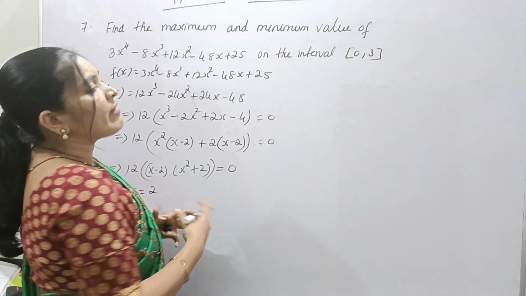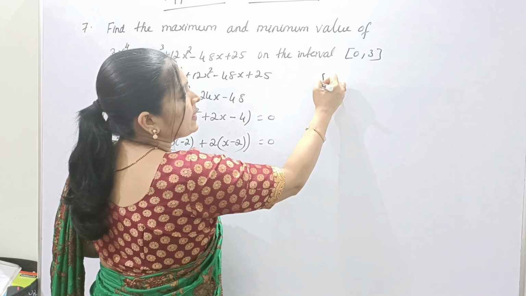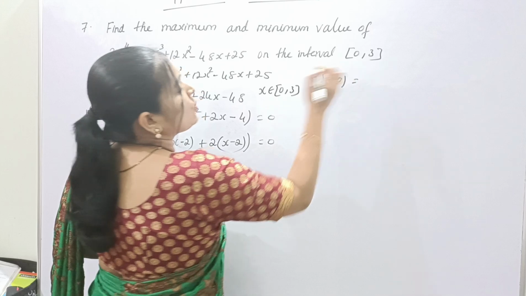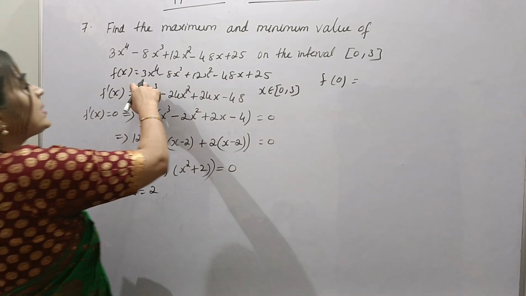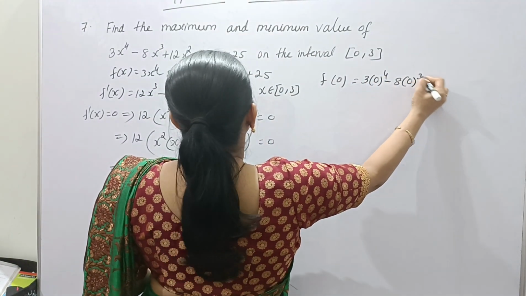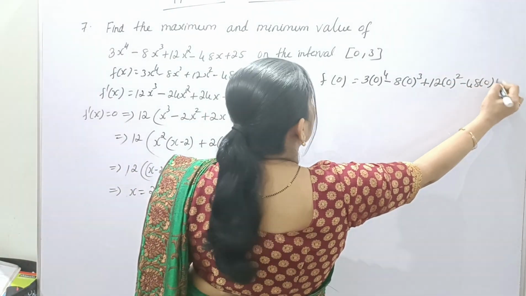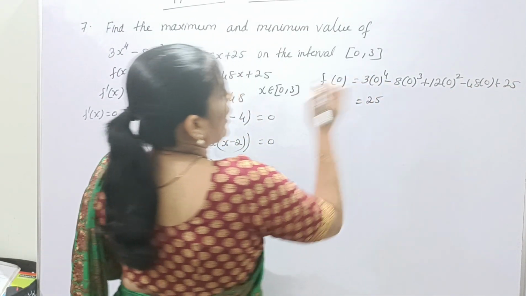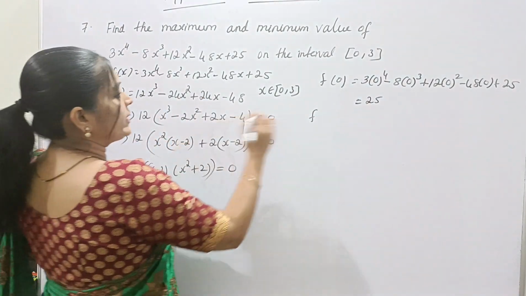Okay, now let's find the values of the function. First of all, the least value of x, that is, here x belongs to the closed interval 0 to 3. So what is f of 0? So f of 0 is, substitute x is equal to 0 in f of x, 3 into 0 raised to 4 minus 8 into 0 cube plus 12 into 0 square minus 48 into 0 plus 25. All these terms will be 0. So remaining 25. Okay. Then find f of the critical value, that is f of 2.